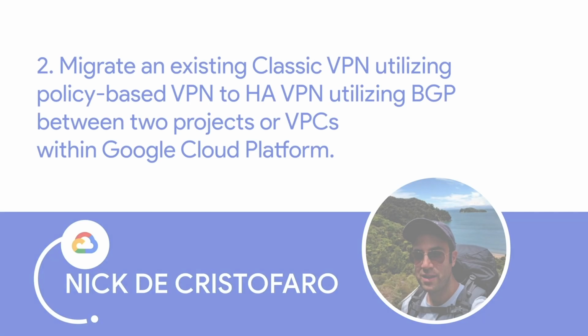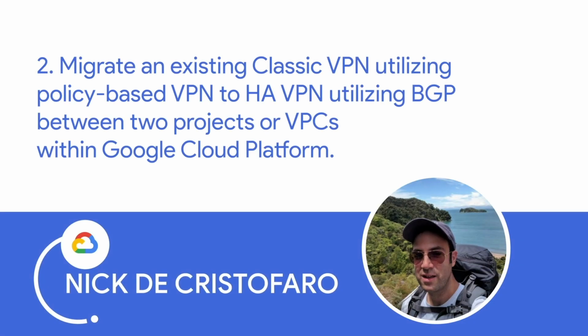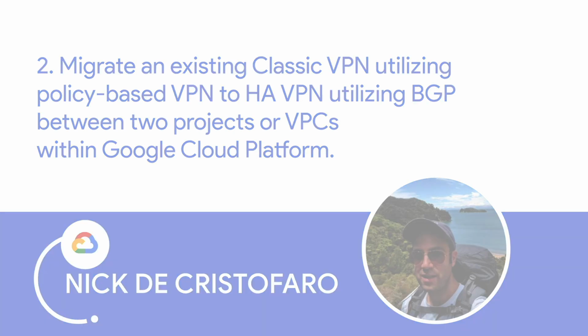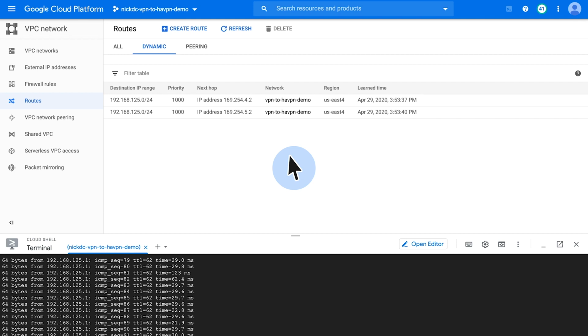Section 2. Migrate an existing Classic VPN utilizing policy-based VPN to HA VPN between 2 projects or VPCs within Google Cloud. Now in this section, we'll look at configuring HA VPN tunnels between 2 projects in GCP. This migration path is used to migrate Classic VPN tunnels between 2 projects in GCP to HA VPN tunnels.